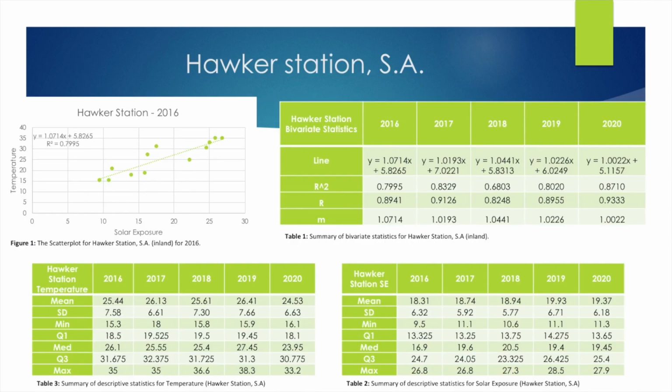Here we have both the bivariate and univariate statistics for Hawker Weather Station, located inland in South Australia. From the data shown in Figure 1 and Table 1, we can see a strong positive linear association between solar exposure and temperature. From the univariate statistics in Tables 2 and 3, we can see the mean minimum temperature recorded is 16.22 degrees, with the maximum averaging at 35.62 degrees.